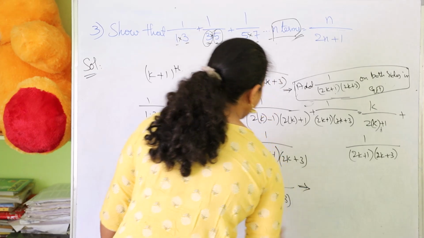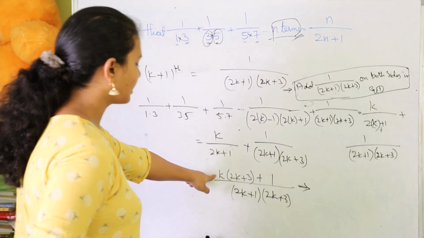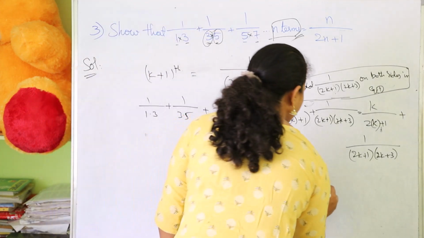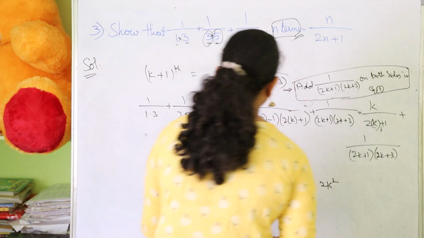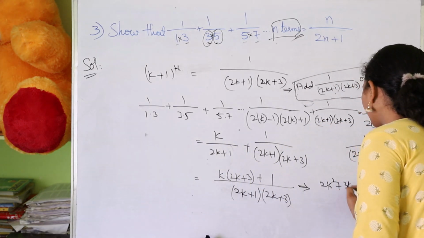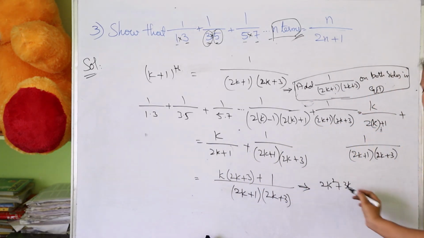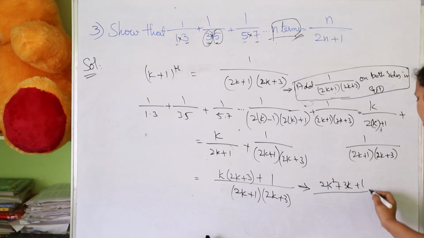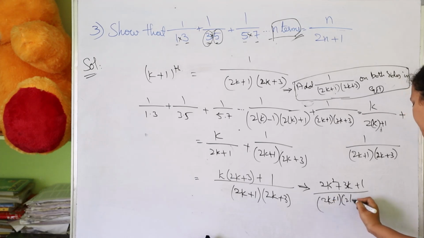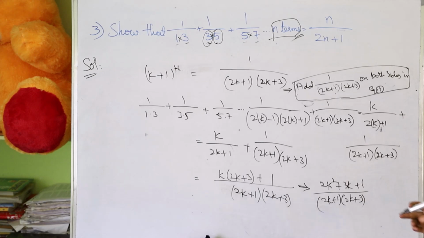You go further like here where k into 2k, this becomes 2k square, right? 2k square. k into 3 becomes 3k. Again here I have plus 1 as it is. Let me add plus 1 over here. Let me add the denominator, where 2k plus 1 into 2k plus 3. Are you getting it?